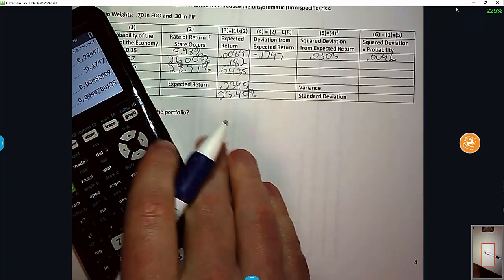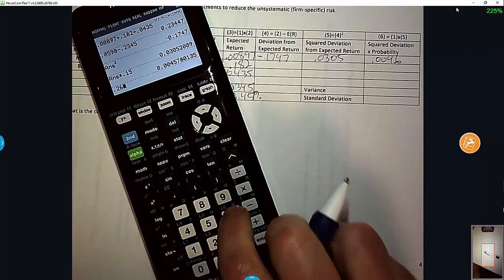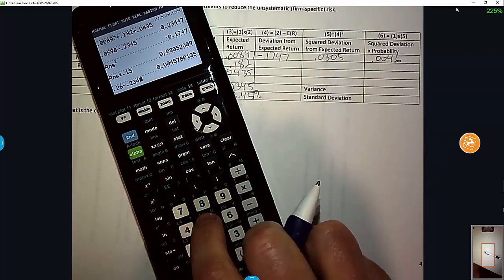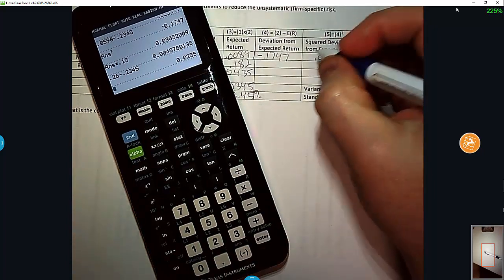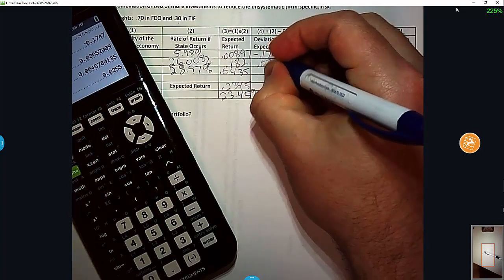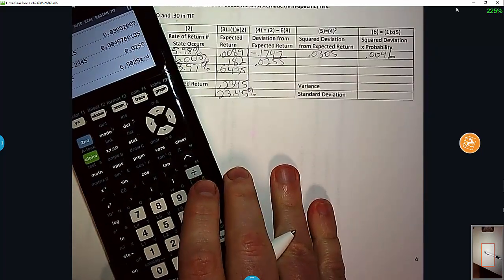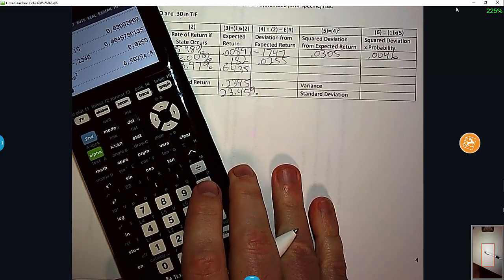I'm going to do the same thing here. I'm going to take 0.26 minus 0.2345, which gives me a value of 0.0255. I'm going to square that. So I square my deviation to get a really small number of 0.0007.